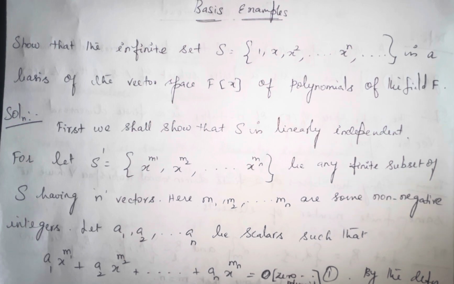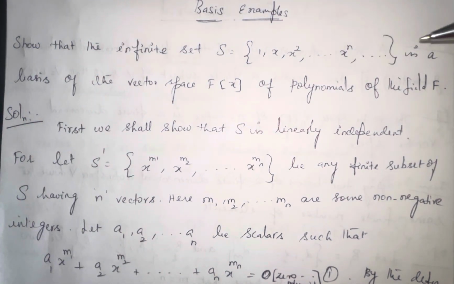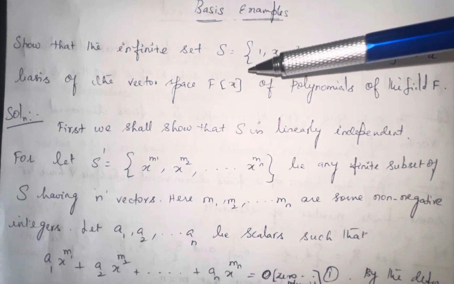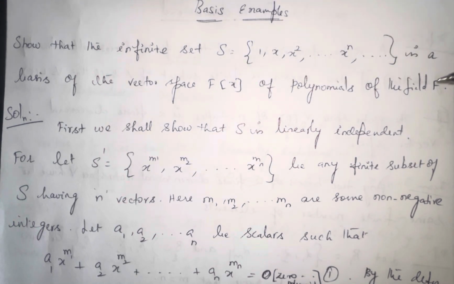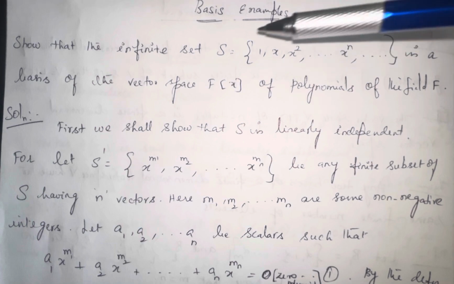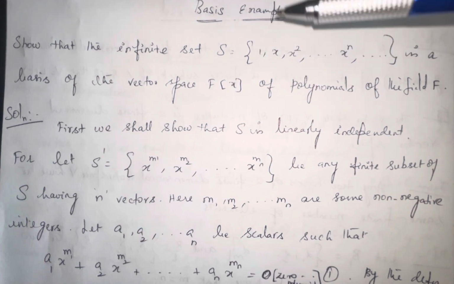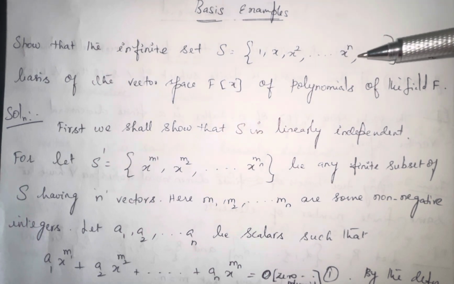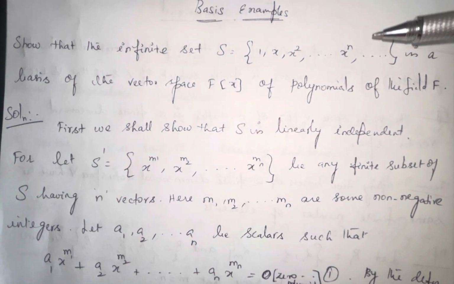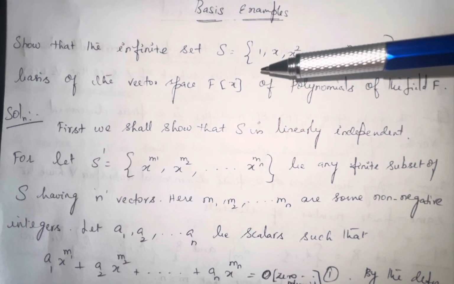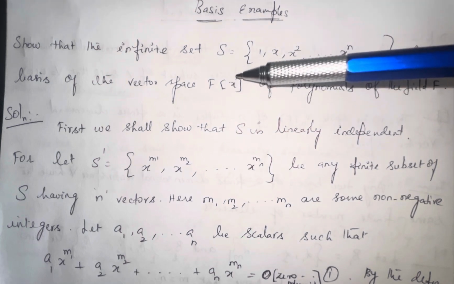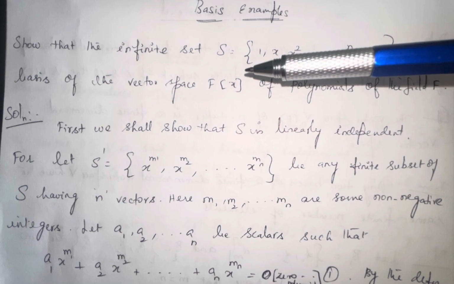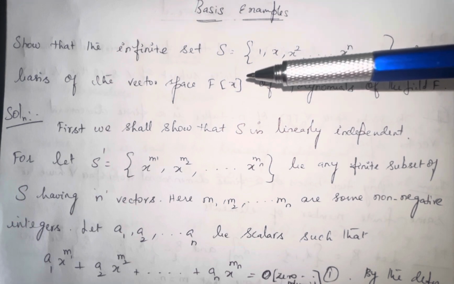So here the problem is given as: show that the infinite set S = {1, x, x squared, etc., x to the power n} is a basis of the vector space F[x] of polynomials over the field F. That means the set S is an infinite set having elements like 1, x, x squared, etc., x to the power n. The given vector space is the set of all polynomials, F[x]. Each element in F[x] is a polynomial, and it is already a vector space.